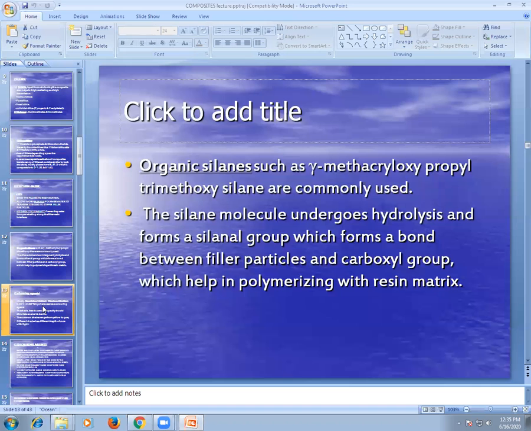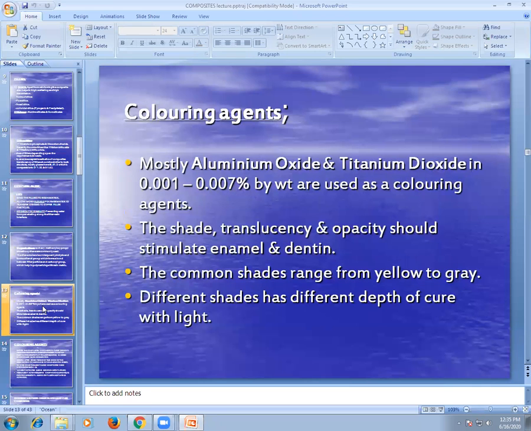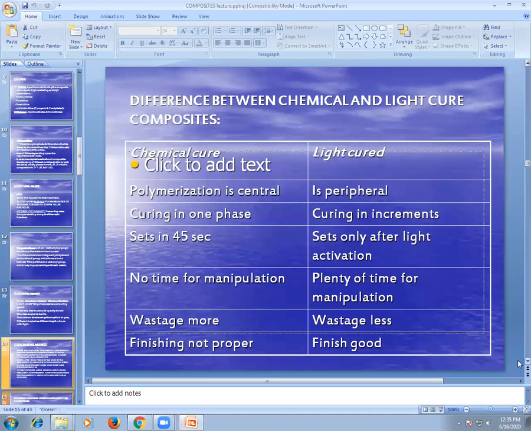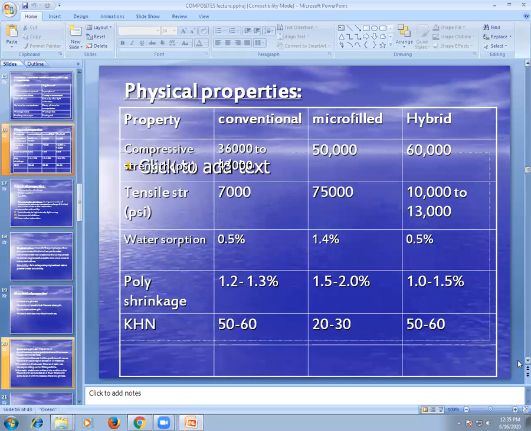Then coloring agents, mostly the metal oxides. Then activators and initiators are there. So we have seen the difference between the chemical cured and light cured. Then in physical properties, we have compared the properties of conventional, microfilled and hybrid composites.